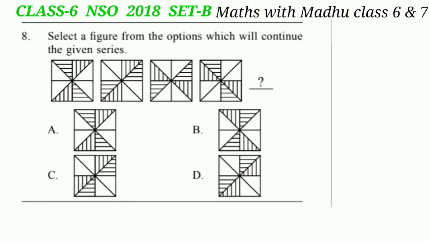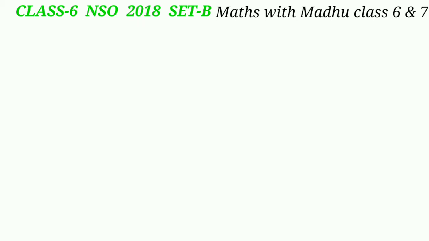Now question 8. Select a figure from the options which will continue the given series. Look at the figure series. The correct answer will be option A. In the figures, in every next figure, the pattern in each part rotates 90 degrees anti-clockwise and moves to the next part clockwise. So the correct answer will be option A.